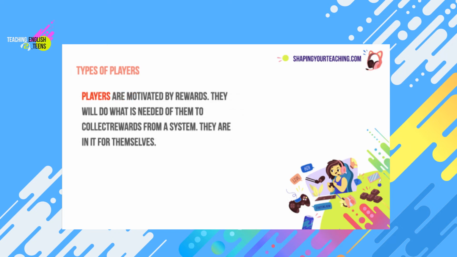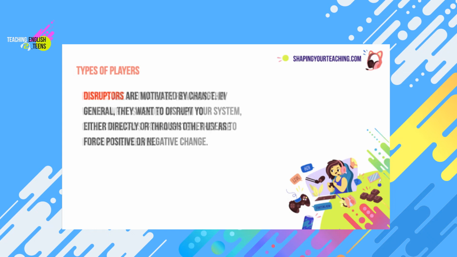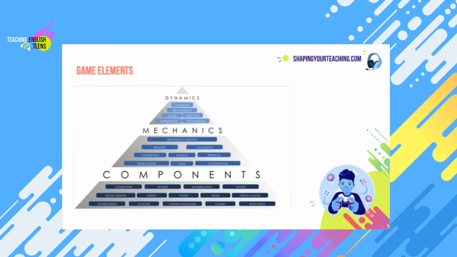Players are motivated by rewards. They will do what is needed of them to collect rewards from a system. They are in it for themselves. Players are happy to play your game where points and rewards are up for grabs. Disruptors are motivated by change. In general, they want to disrupt your system, either directly or through other users, to force positive or negative change. Knowing which types of players your students are, you can think about appropriate elements to include.